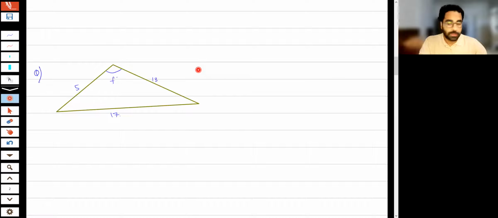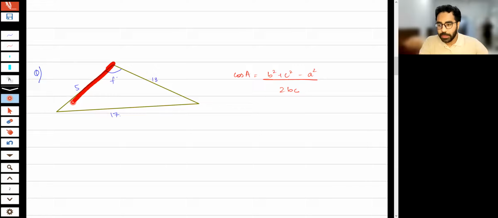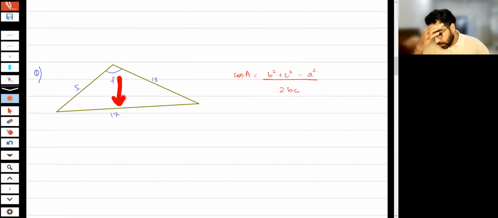ठीक है, तो मेरे पास क्या हो जाएगा, cos A, I have to use the formula cos A equals b squared plus c squared minus a squared over 2bc. ठीक है, now what are b, c, a, ठीक है, b and c are my adjacent sides of the unknown angle. A is the side which is opposite to my unknown angle, ठीक है, which would be 17. So I'll get cos A. What is A? A is my unknown angle, which is f.